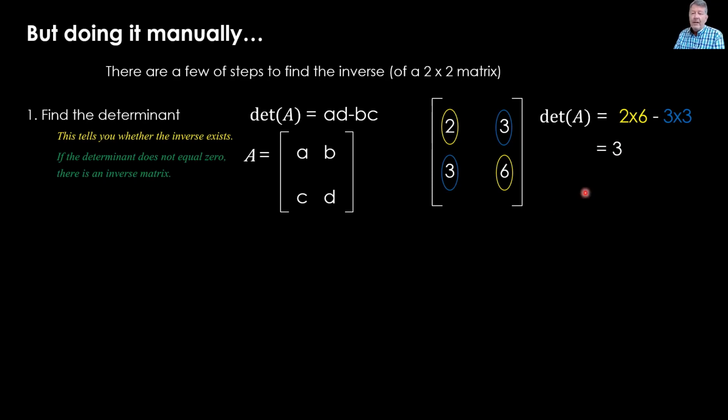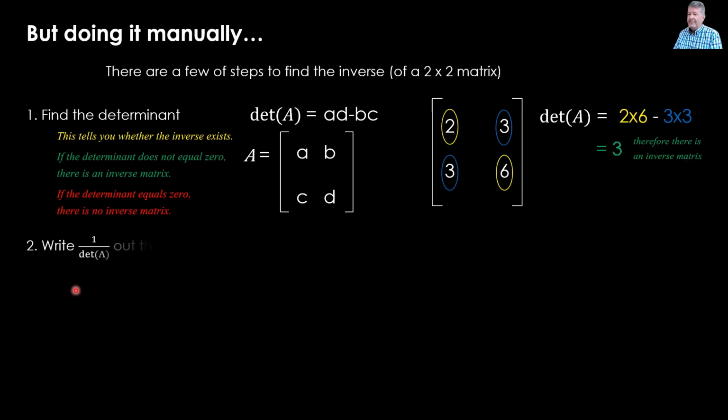So the determinant has to not equal 0. This equals 3, so that's good. That means we have a determinant. So here it is. If the determinant equals 0, there is no inverse matrix. There is no unique solution. So this one, therefore, an inverse exists.